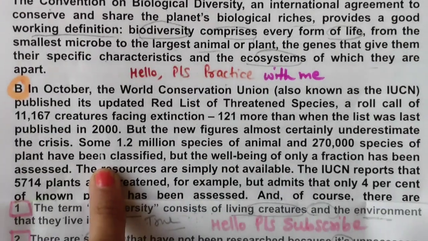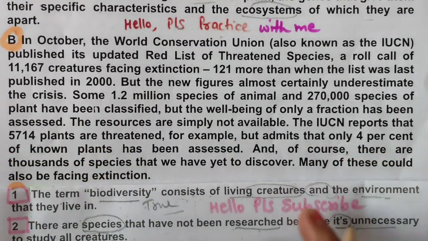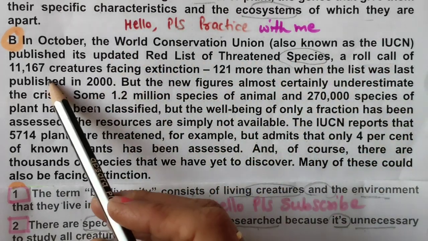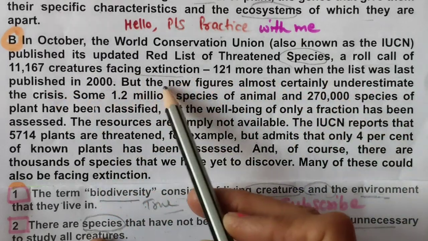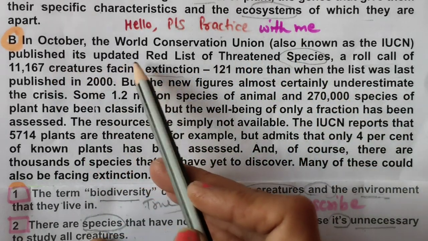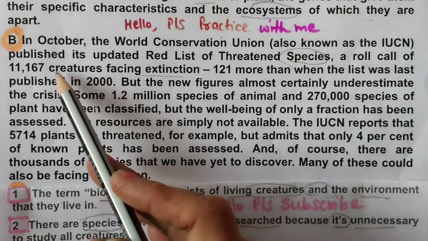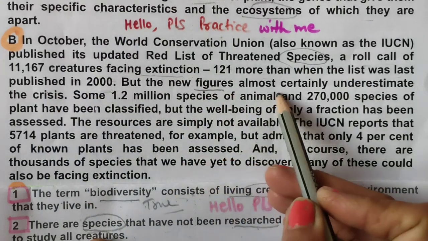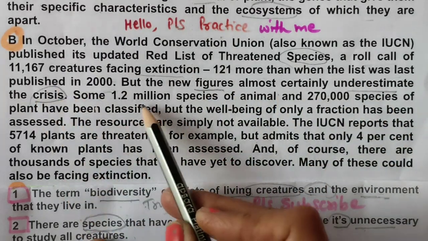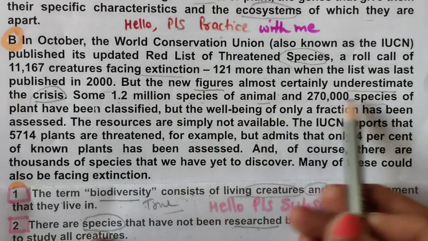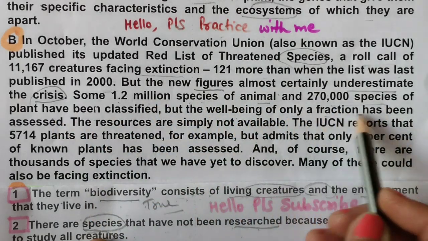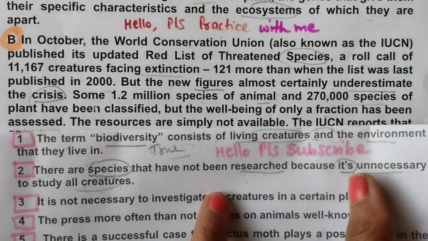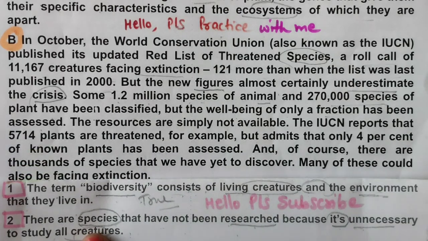So the next paragraph, the first paragraph we have done. So let's find unnecessary and species. Species is here. A roll call of extinction, more than the list was published. Okay, let's read it thoroughly. Published its updated red list. A roll call of creatures facing extinction, 121 more than the list published in 2000. But the new figures almost certainly underestimate the crisis. Some 1.2 million species of animals have been classified, but the well-being of only a fraction has been assessed. Thus they are just talking about unnecessary. Our main theme is to find whether it is unnecessary to study all creatures or not.